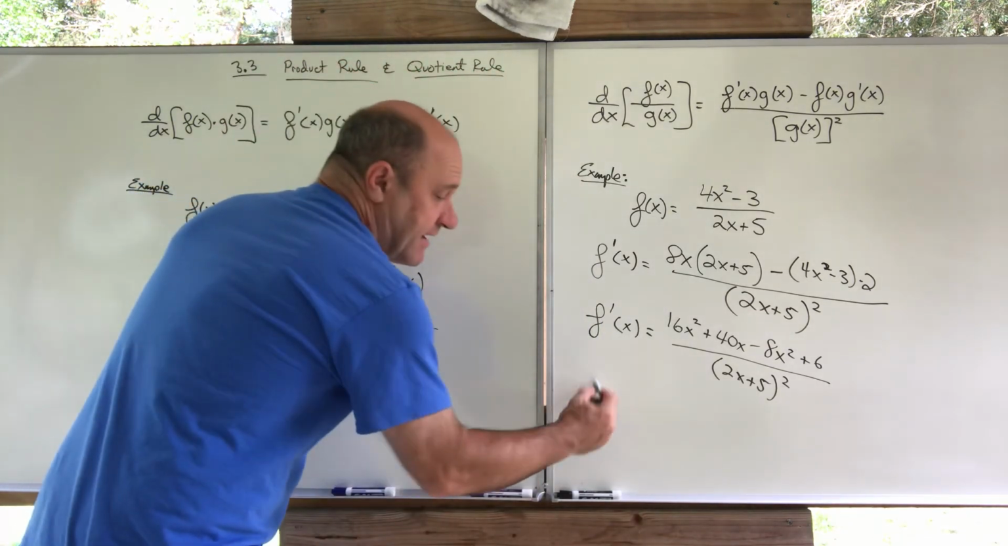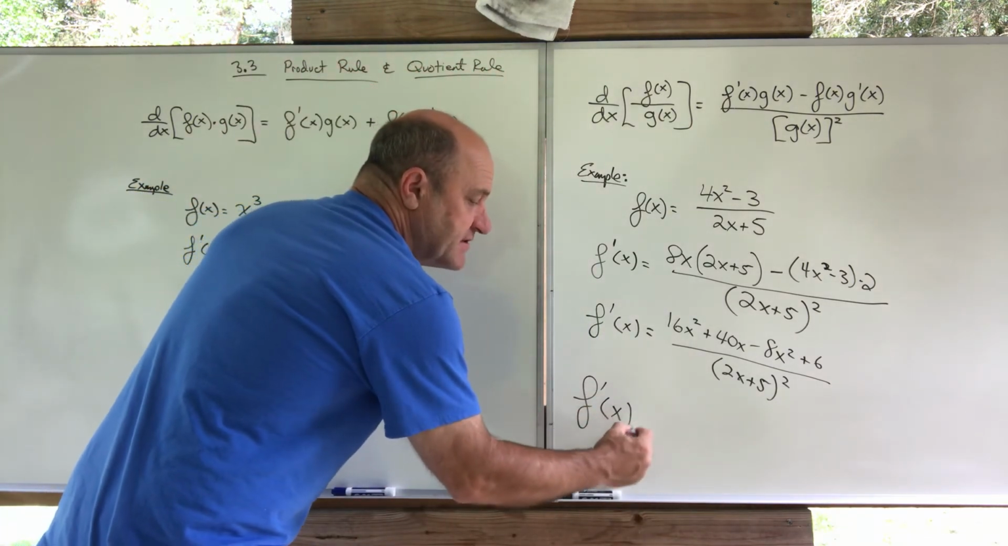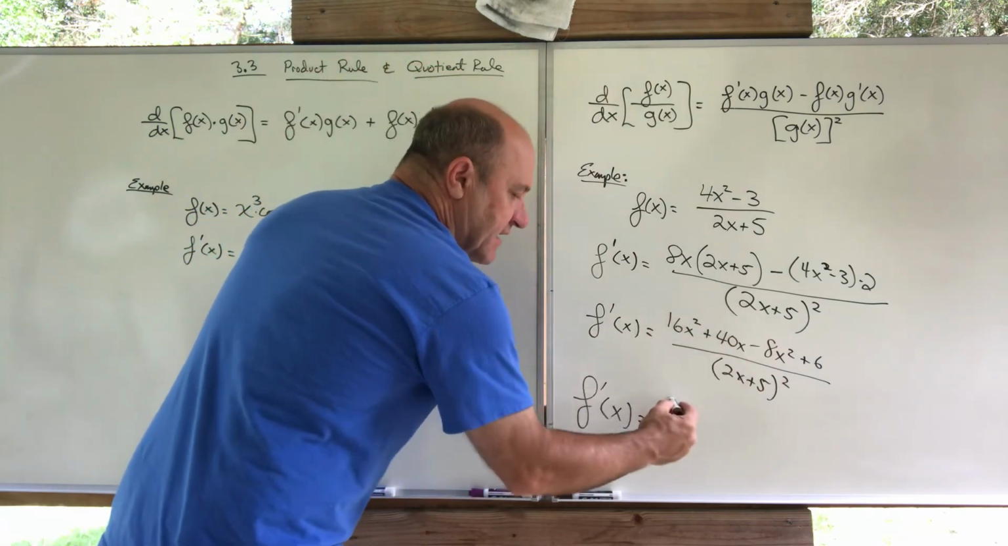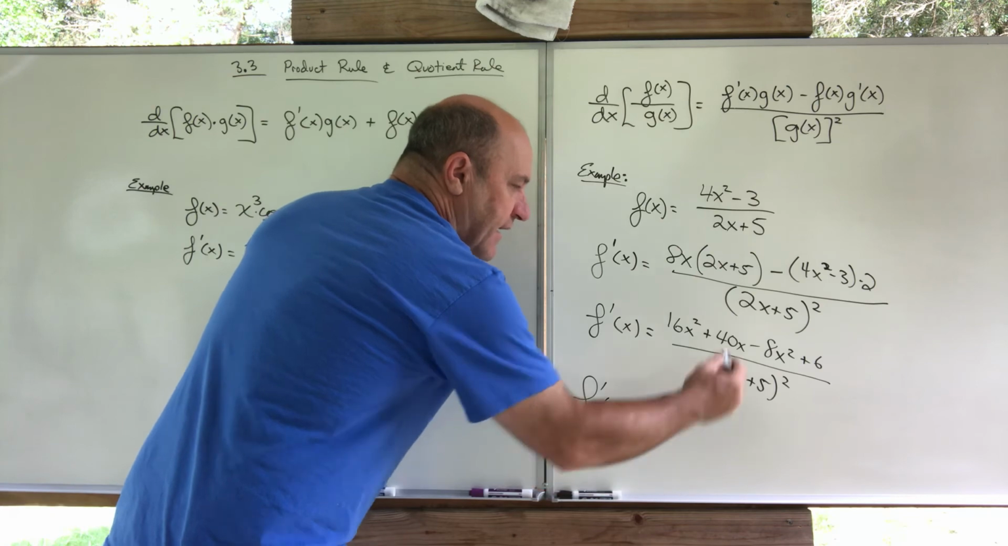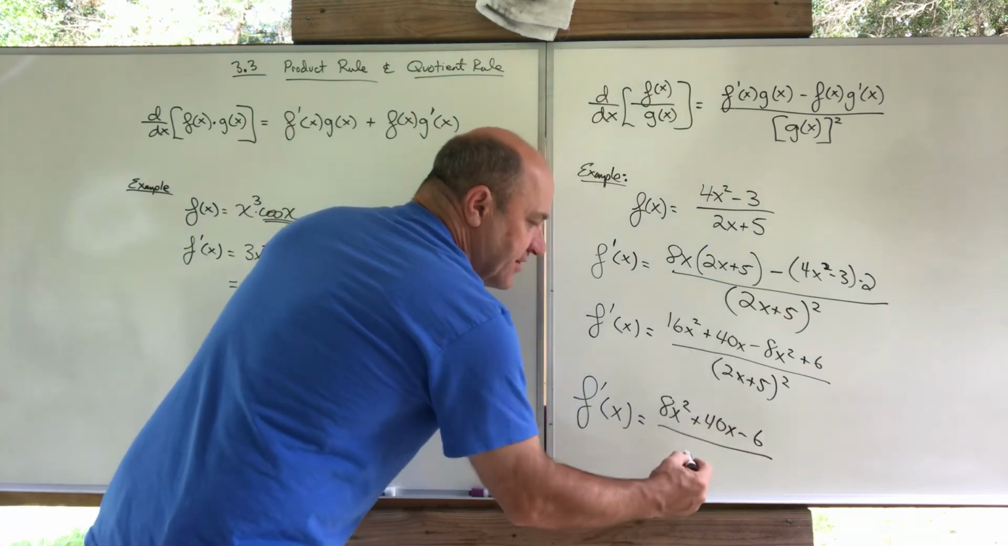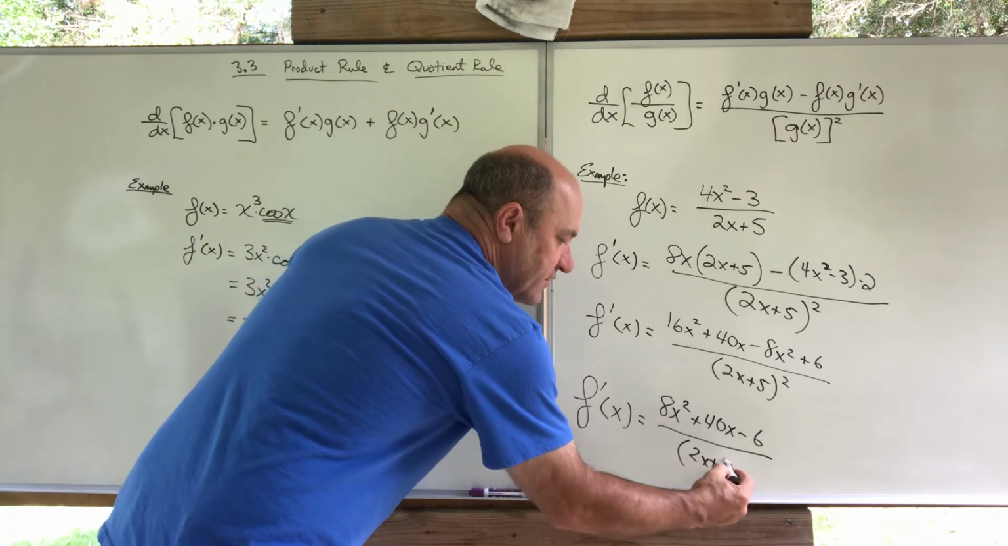Okay, well that's about it. Let's combine a couple like terms and then that numerator is cleaned up. 16x squared minus 8x squared, that's 8x squared. That's a 40x plus 6. I think that's good enough for me, all over this denominator squared.